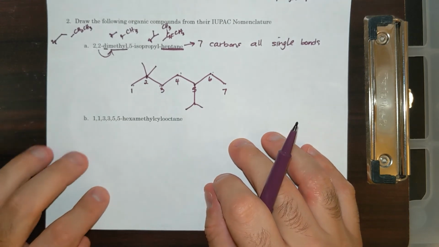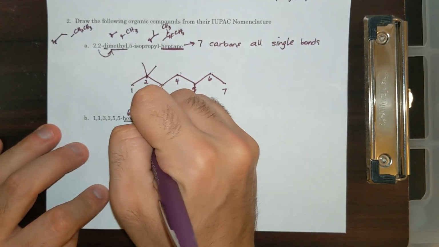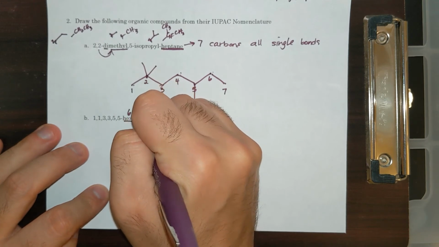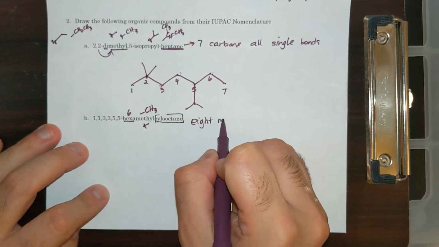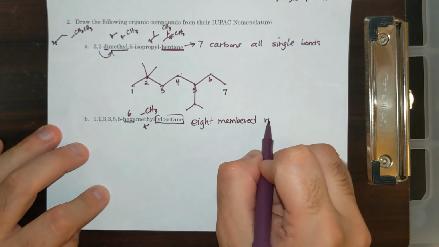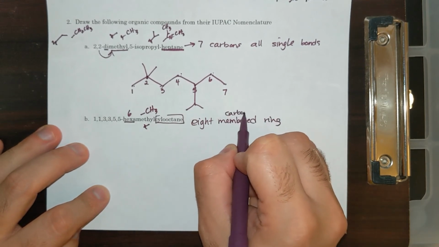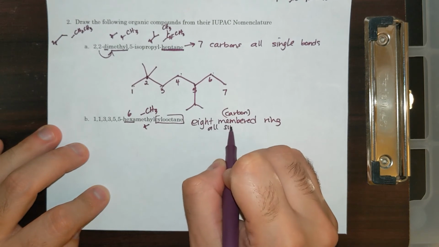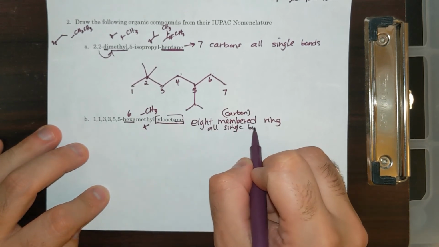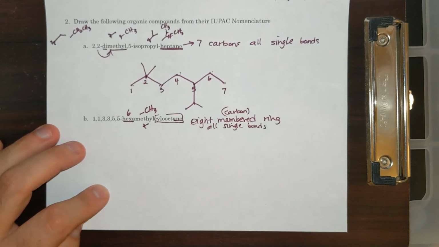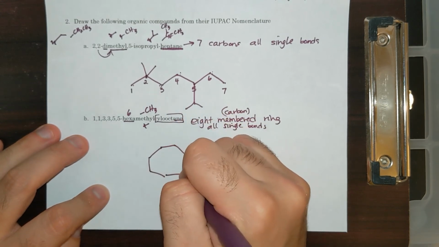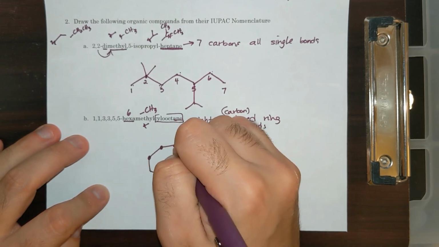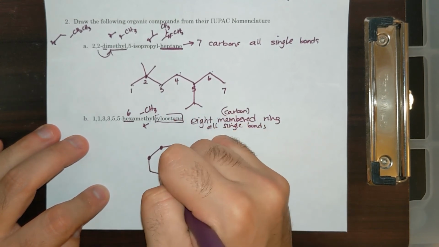And then lastly, it says 113355 hexamethyl cyclooctane. Hexa means 6, methyl means CH3 or something with a line. Cyclooctane is an 8-membered ring, or 8-carbon ring, all single bonds, because it says ane, all single bonds. So if I want to draw an 8-carbon ring, that's like a stop sign. Looks like this. Almost there. Boom. 1, 2, 3, 4, 5, 6, 7, 8.